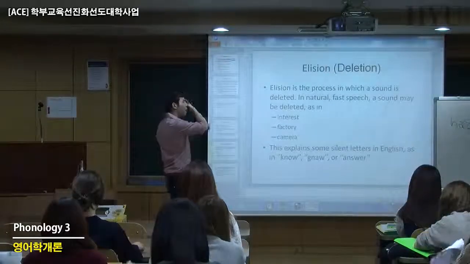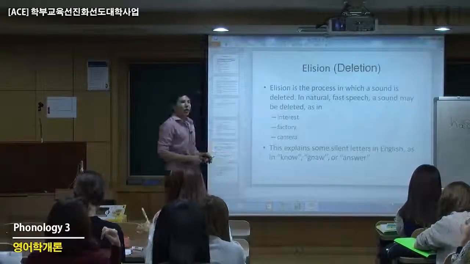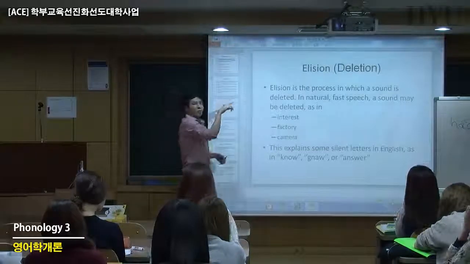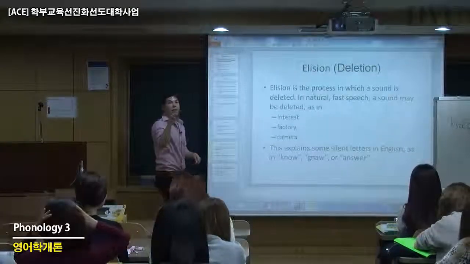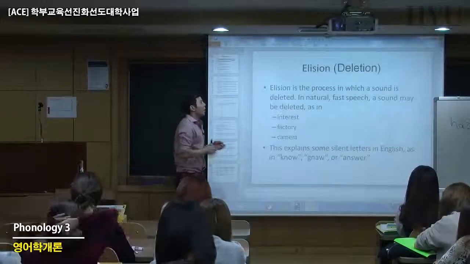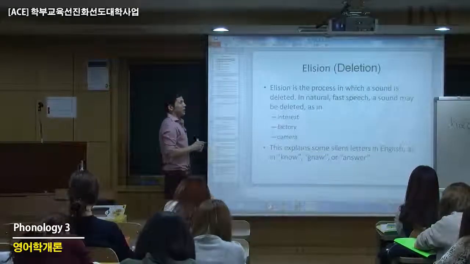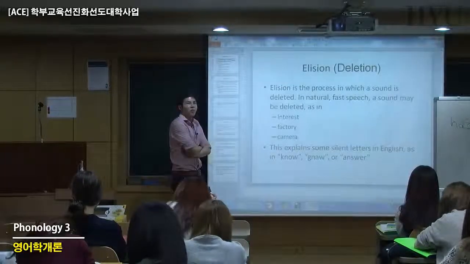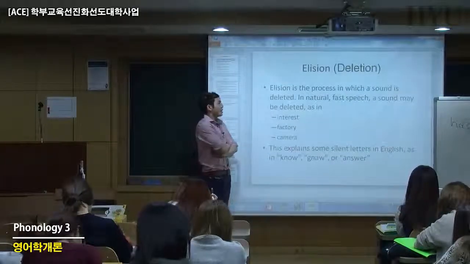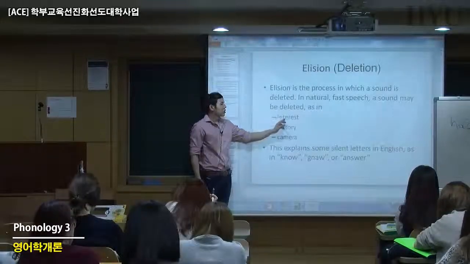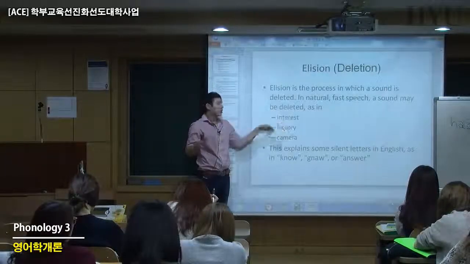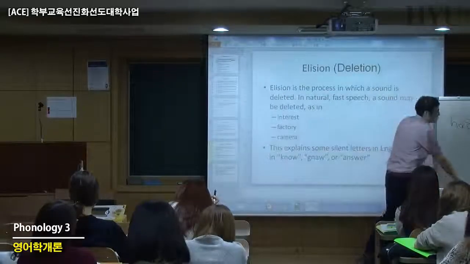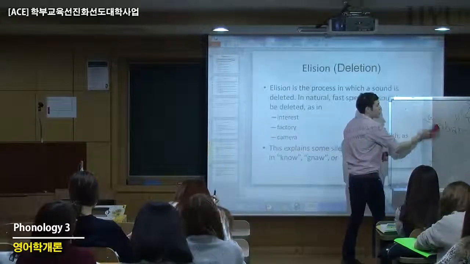Almost the last process is what we call elision. Elision is deletion, in other words, right? Elision is from the verb to elide, E-L-I-D-E, to go out. Elision is the process in which a sound is deleted. In natural fast speech, regular speech that we use every day, like I'm using now, a sound may be deleted, okay? So "interest" becomes "intrest". The schwa sound is gone, okay?